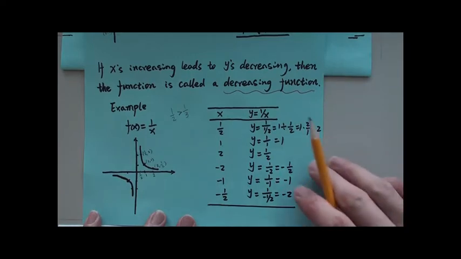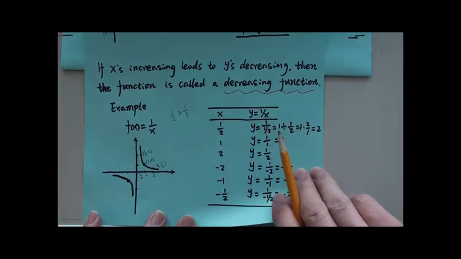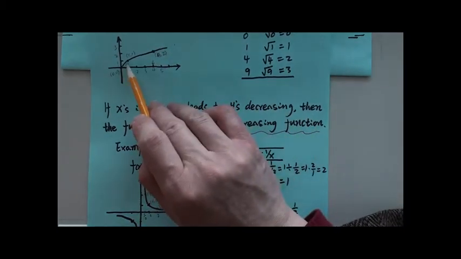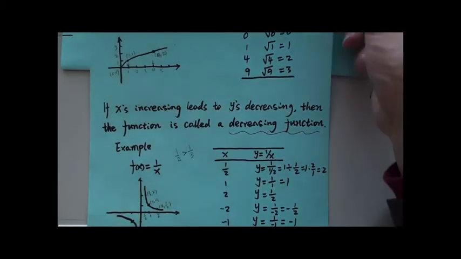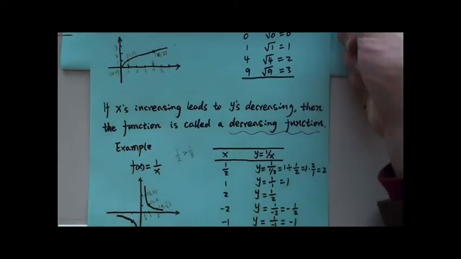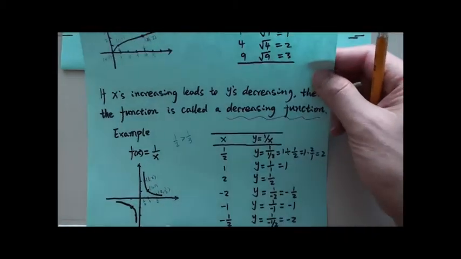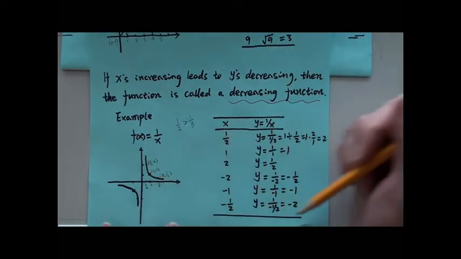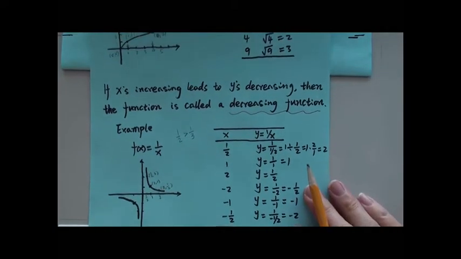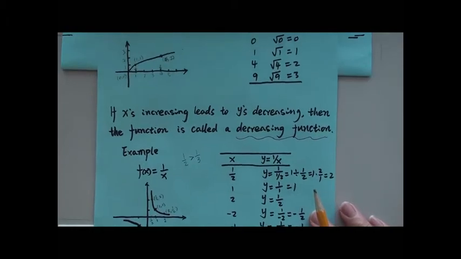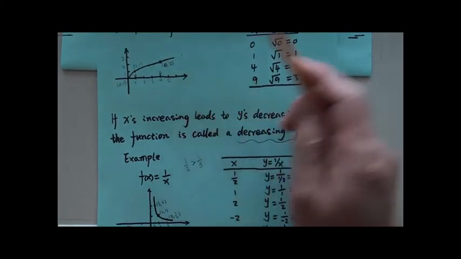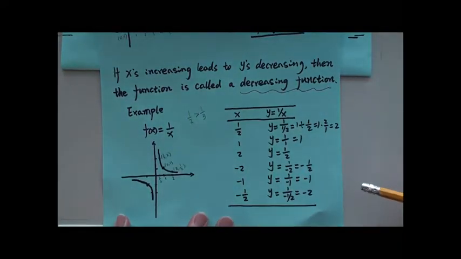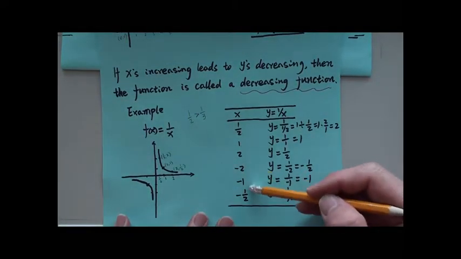And you can see those two are different. This line is climbing, and this one is going down. So for these kinds of functions, one is called increasing, another is called decreasing.